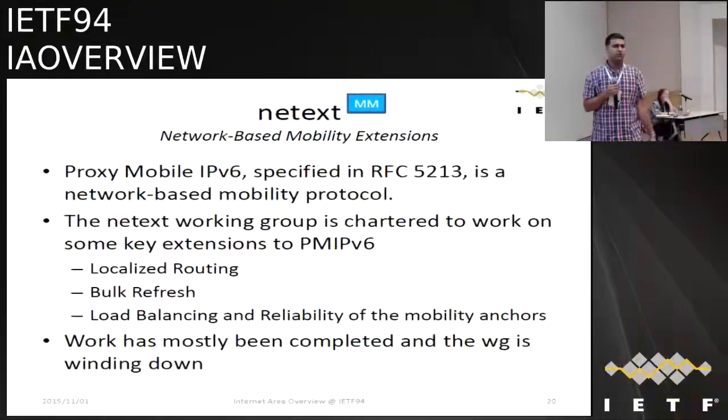So NetExt is a working group which is about network-based mobility. And I'm not going to talk much about this because it's winding down. We finished all the work, all the specifications are getting out, and it's probably going to get shut down pretty soon.